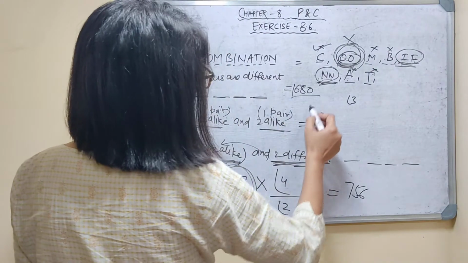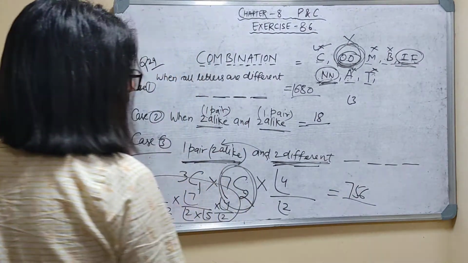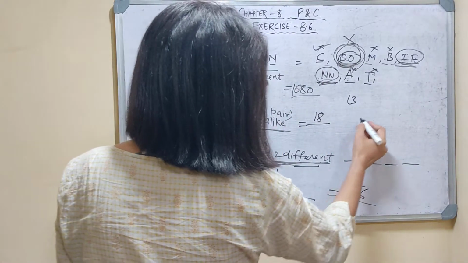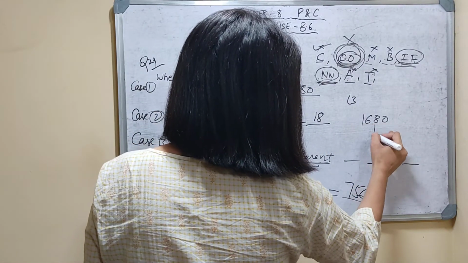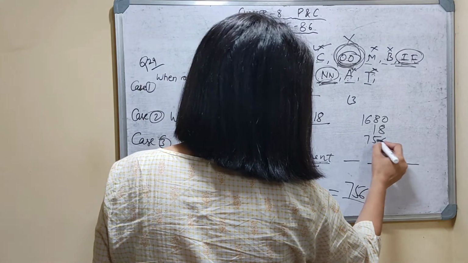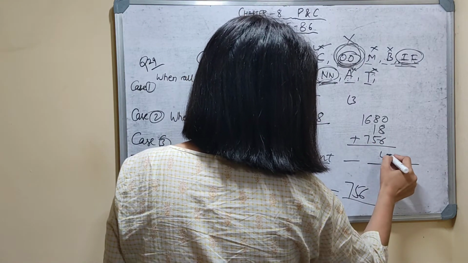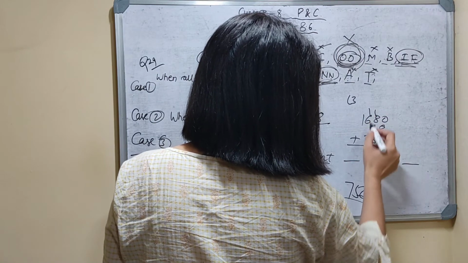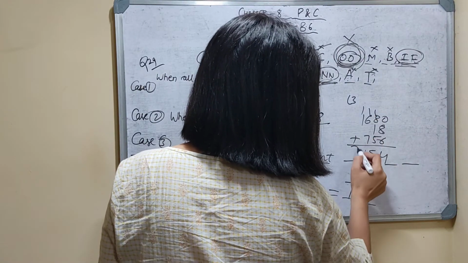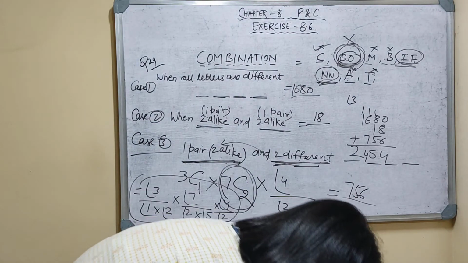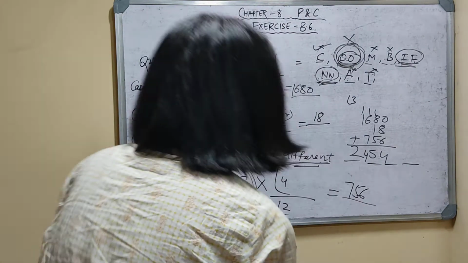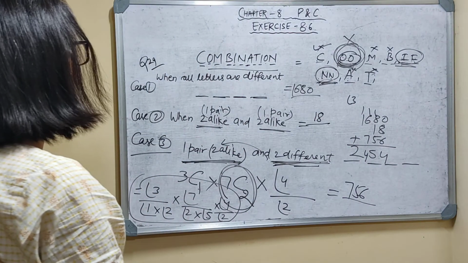So you have to add all: 1680, 18 and 756. That many 4 letter words you can form from the word combination. 1680 plus 18 plus 756. 8 plus 6 is 14, 8 plus 1 is 9, plus 1 is 10, plus 1 is 15. 6 plus 1 is 7, 7 plus 7 is 14. 2454 four letter words you can form from the word combination.